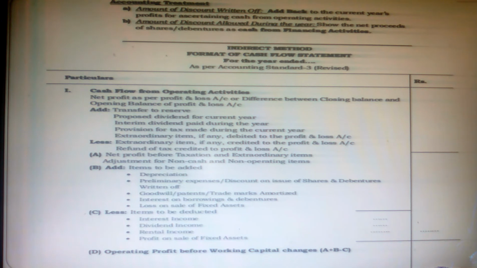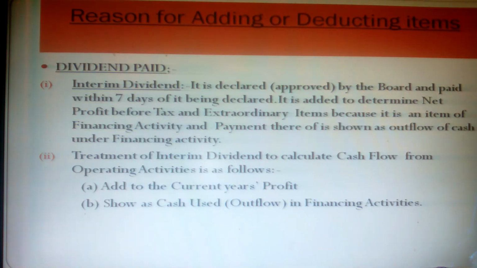Finally, operating profit before working capital changes, A plus B plus C. This is the format. Now after discussing some add and less items, we want to know the reasons for adding or deducting items.